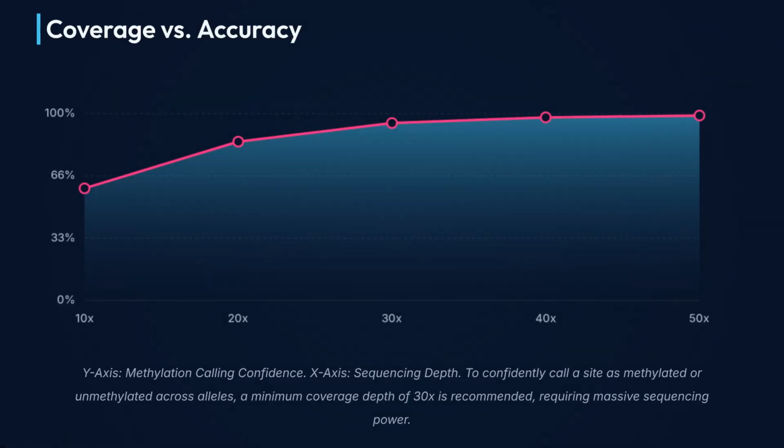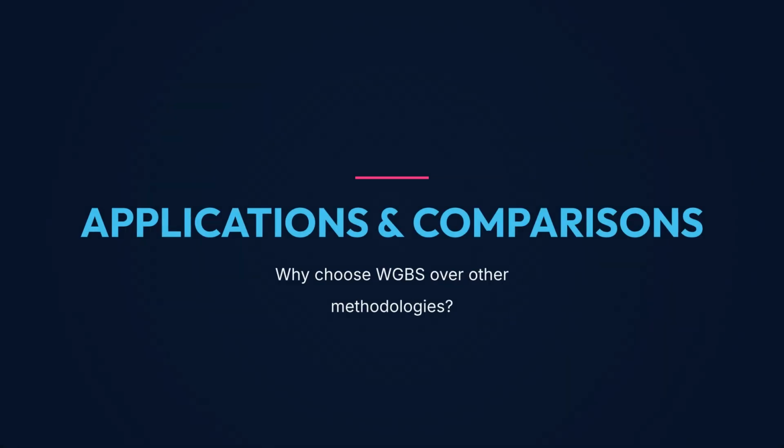To confidently call a site as methylated or unmethylated, a minimum sequencing depth of 30x is recommended. This high coverage depth is necessary for accurate methylation calling across alleles, requiring substantial sequencing power. We now transition to the applications and comparisons section, exploring why WGBS is often the preferred choice over other methodologies.